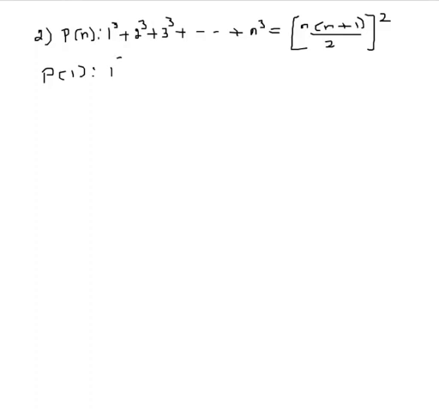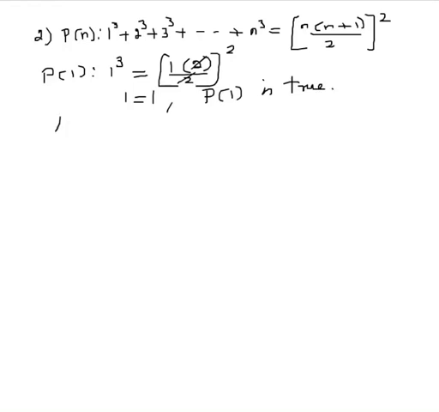P(1) will have only one term. P(n) has n terms. So P(1) has one term, which is the first term, equal to, on the other side, substitute n as 1. 1 plus 1 is 2, divided by 2, the whole squared. So 1 is equal to 1. Therefore, P(1) is true. Let P(k) be true. This is our induction step.